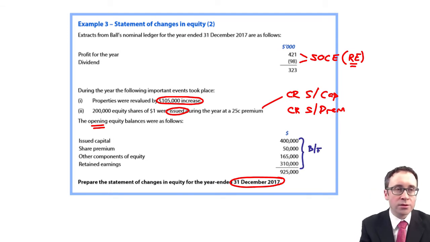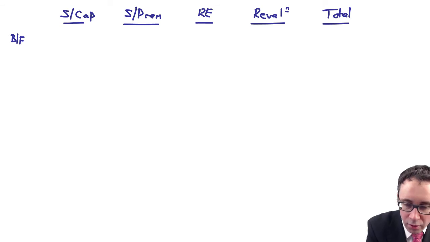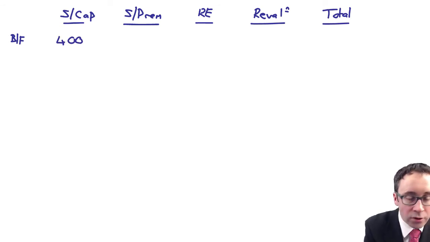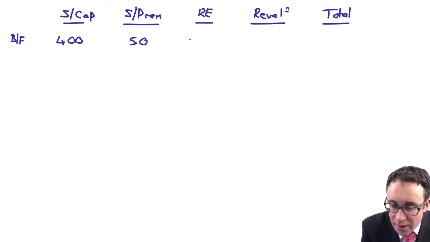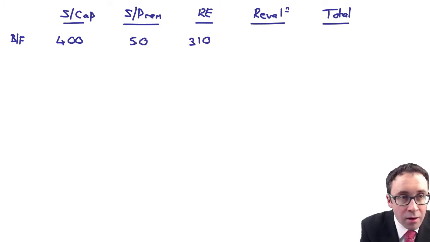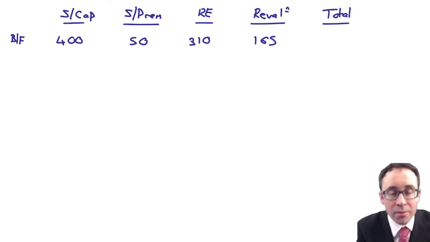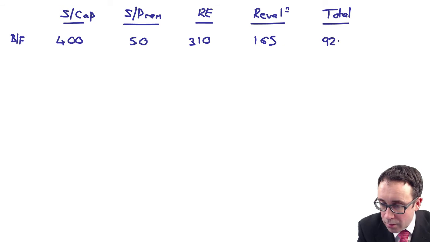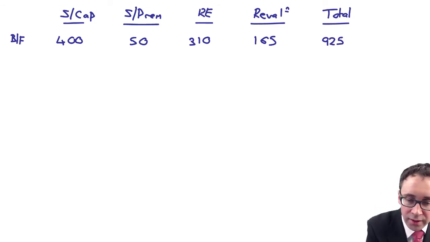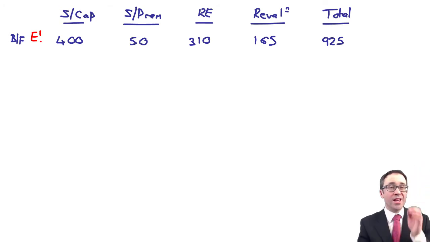The easy figures there are just copying these balances as brought forward. Again, I'll keep it simple and work in hundreds of thousands. So share capital is 400, share premium is 50, retained earnings is 310, revaluation is 165. I think that gives you 925. That's all pretty easy, and is what you should be doing first, isn't it?